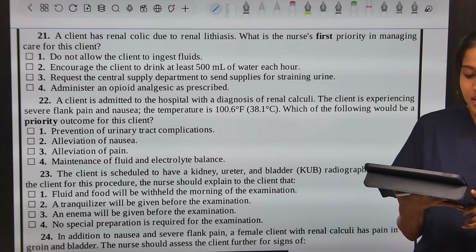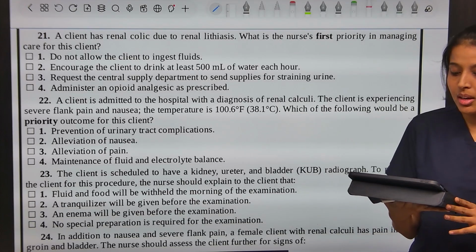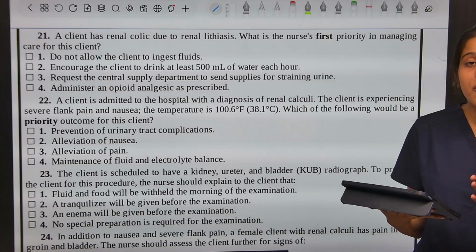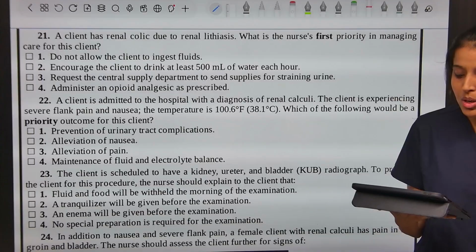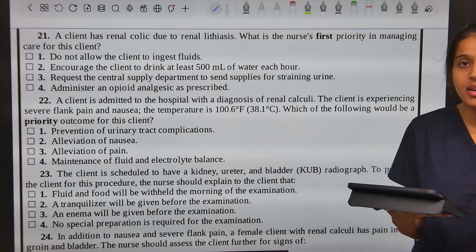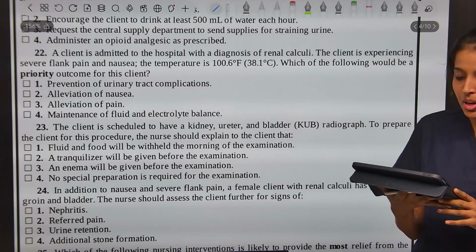Okay, so the right answer is administer an opioid analgesic as prescribed, because in renal colic pain it's a very severe pain. It may be 7 out of 10 and 9 out of 10. So we have to administer opioid analgesic to reduce the pain. So the next question is question number 22.